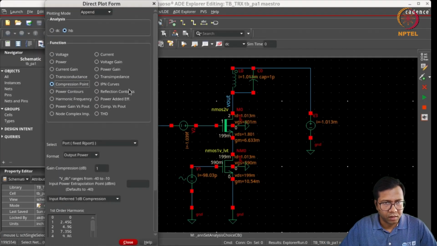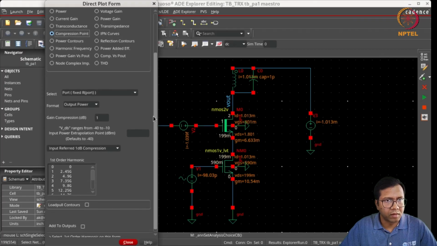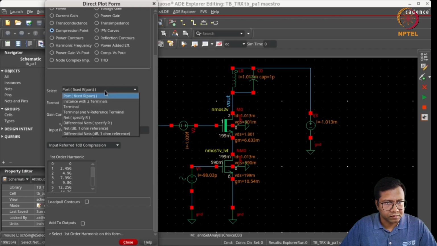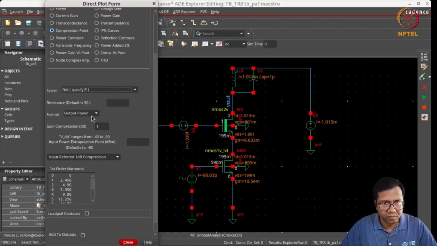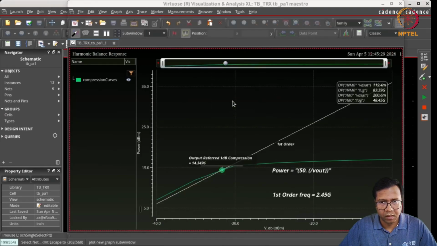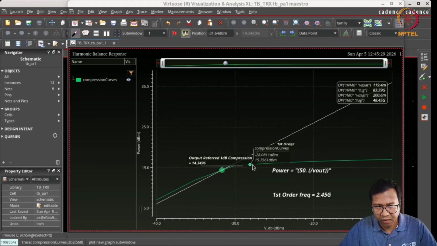Now we can plot the compression point for this cascode amplifier. So the output is this Vout node, and we are more interested in the swing at the output. So we want to check what is the output referred 1 dB compression point. So now we can see that as per this plot, the output referred 1 dB compression is coming at 14.3 dBm.